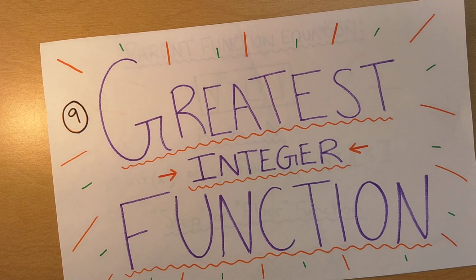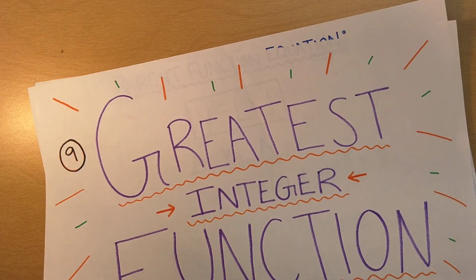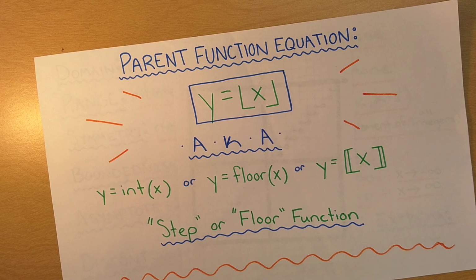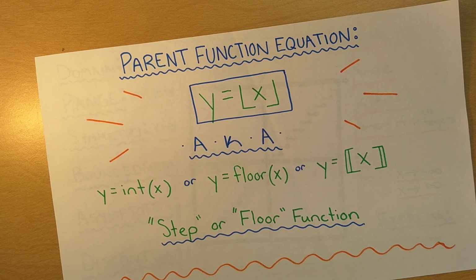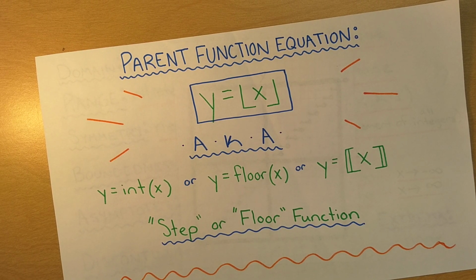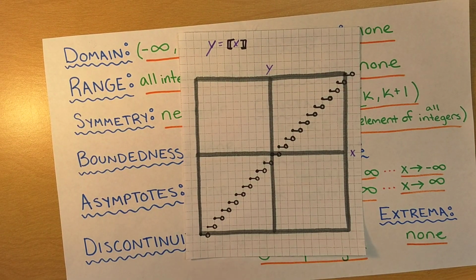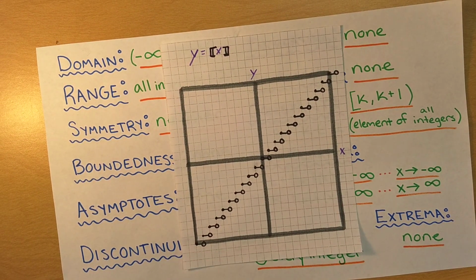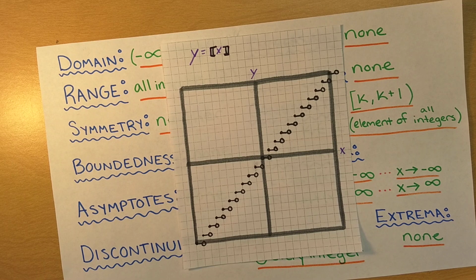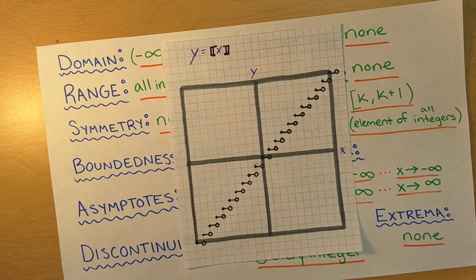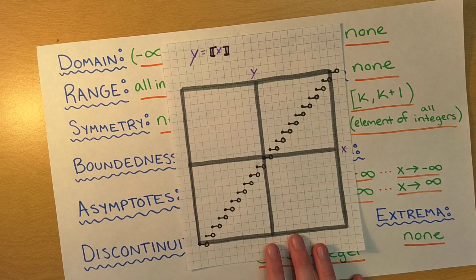The next function is called the greatest integer function, also called the floor function. You can also see this function expressed as y equals int of x, y equals floor of x, and y equals x in double brackets, or as a step function. The graph of the greatest integer function looks like steps because it only includes integers. The open circles are points not included, while the closed circles are points included within the function.